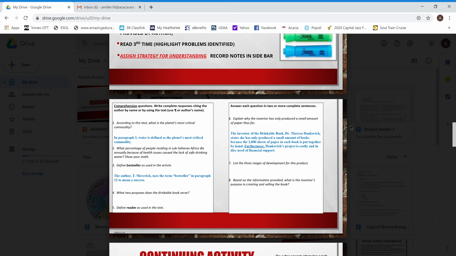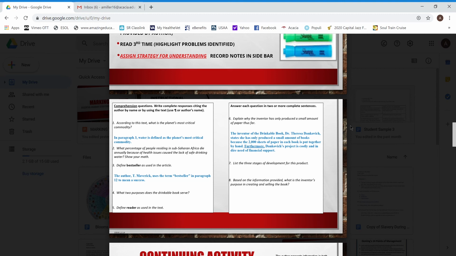So for comprehension, I have students either use the paragraph that the information was found in or the author's name. You can see on the example here for, according to the text, what is the planet's most critical commodity? I tell them, reword the question into your answer. So in paragraph 3, I've cited the text. Water is defined as the planet's most critical commodity. I have used the content from the question to give a very thorough response.